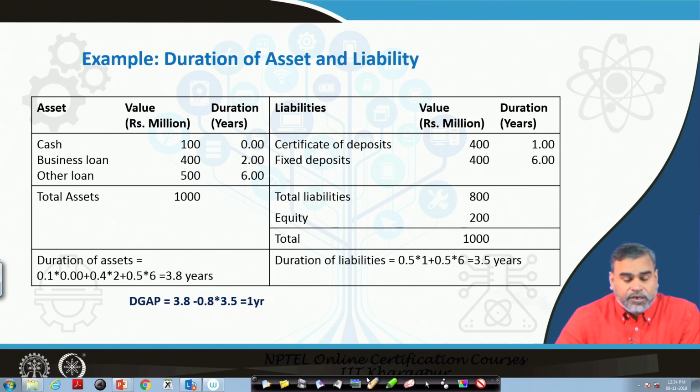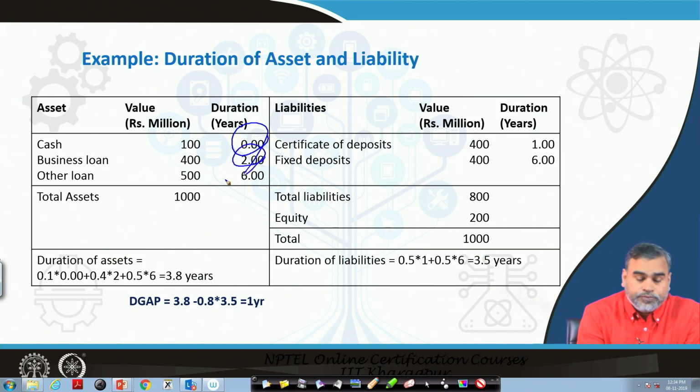On the liability side we have taken certificates of deposit, one of the instruments, and we have fixed deposits. In the third column, we have reported the duration of these different types of instruments on the basis of maturity. All of you know that cash has no maturity period, that is why the duration is 0. Then for a business loan, the duration varies depending upon the maturity period of the loan. Let the business loan be relatively short term in nature, so we assume the duration is, let us say, 2 years.